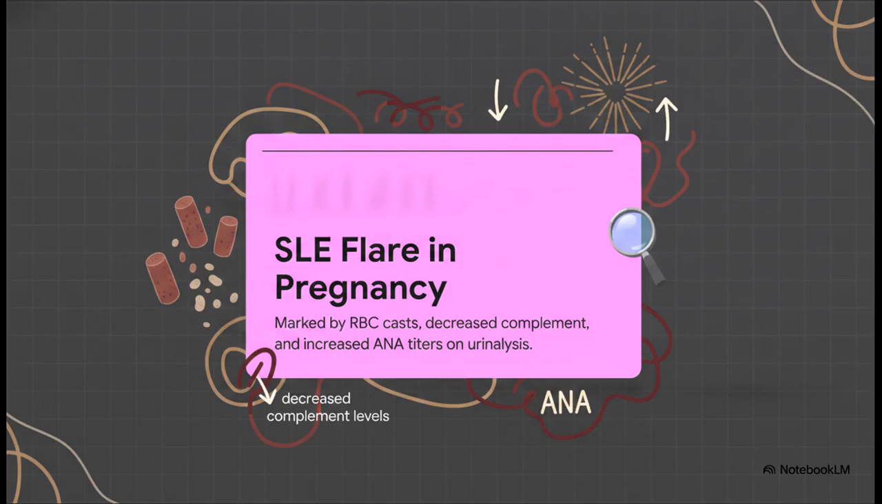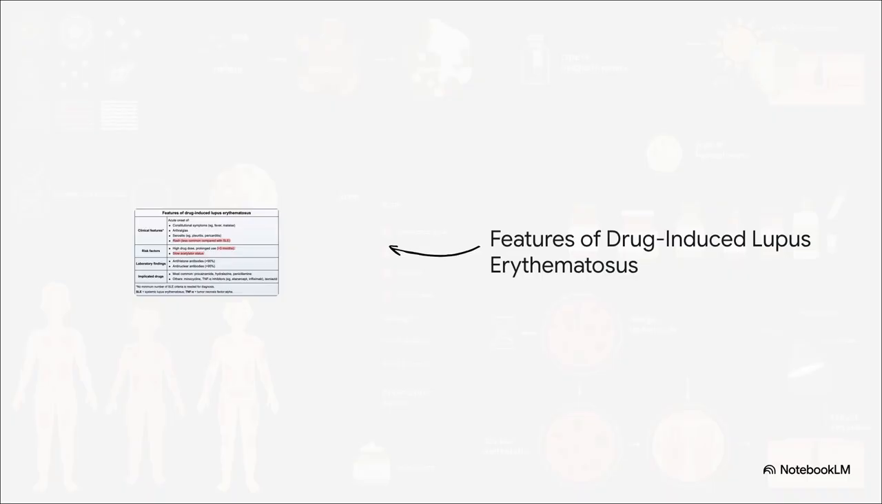These specific markers are absolutely crucial because they separate a lupus nephritis flare from preeclampsia, and that distinction guides you straight to the right management step, which ultimately is a renal biopsy. Now, what if you suspect drug-induced lupus? Here, the timeline is everything.